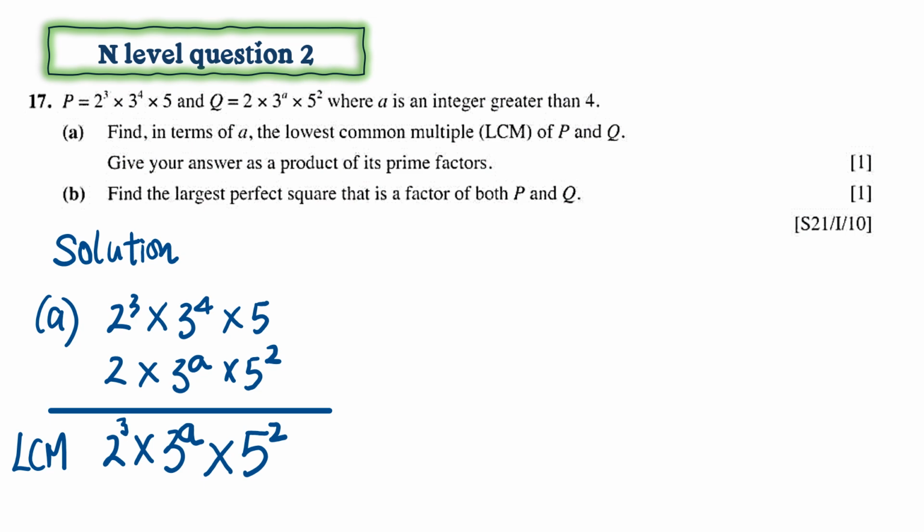For part B, we're asked to find the largest perfect square that is a factor of both p and q. Right, so a perfect square is a number that can be expressed as something to the power of 2. For example, 4 squared is a perfect square. 8 squared is a perfect square.